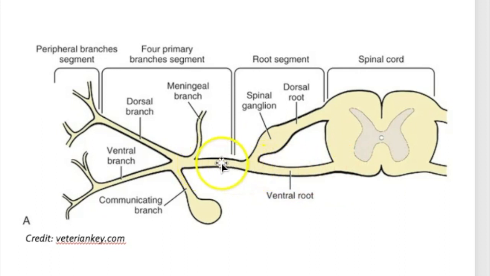Once the spinal nerve exits the vertebral canal, the bone of the vertebral canal, it's going to start branching. Here's that meningeal branch that's going to go back towards the spinal cord. Here's the dorsal branch. Remember, that also translates as the posterior ramus. Here's the ventral branch, or the anterior ramus. And here's that communicating branch.